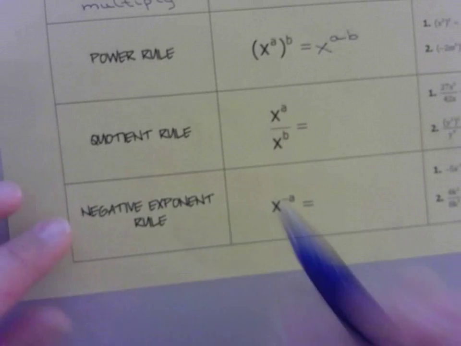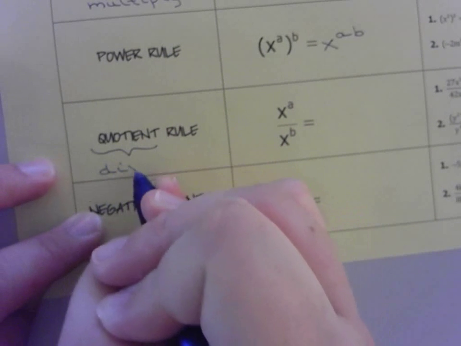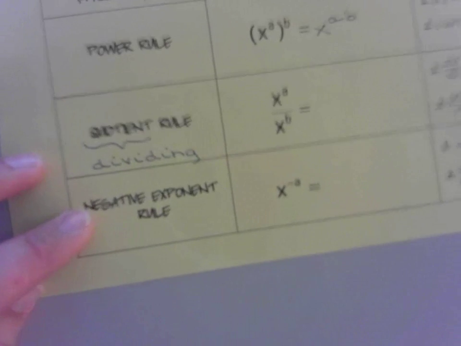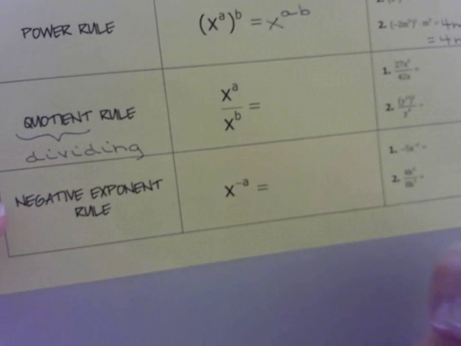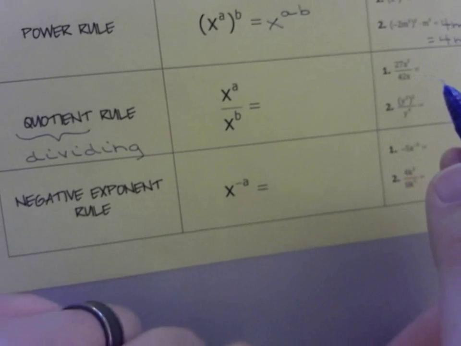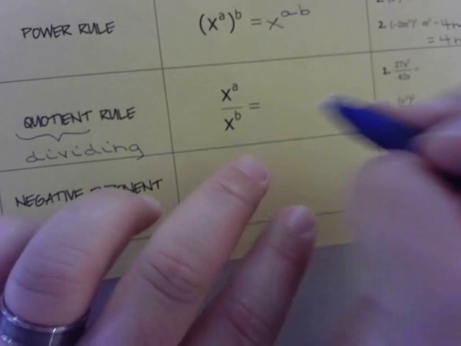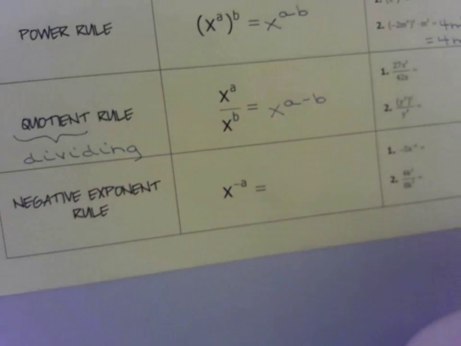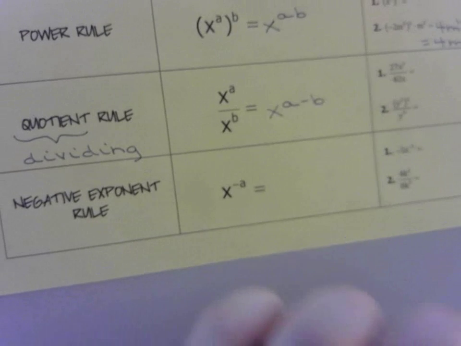Quotient rule. Quotient means dividing. So if you recognize, oh, I'm dividing two monomials, then what do I do with the exponents? Subtract them. It's the opposite of when I multiply, I add. So when I divide, I subtract. So this will be a minus b. Now you may have to simplify the top and bottom first, but once you get the top and bottom simplified, then you subtract your exponents.